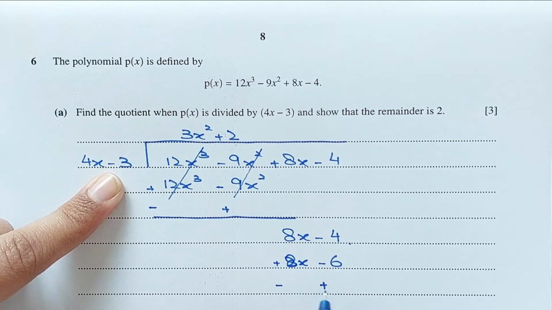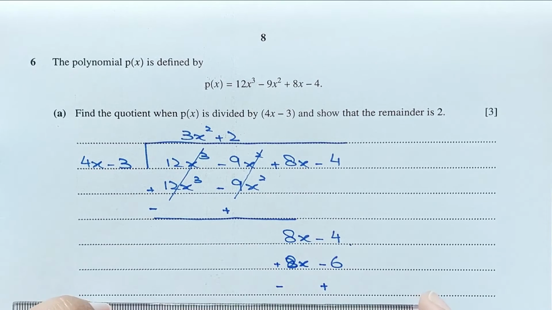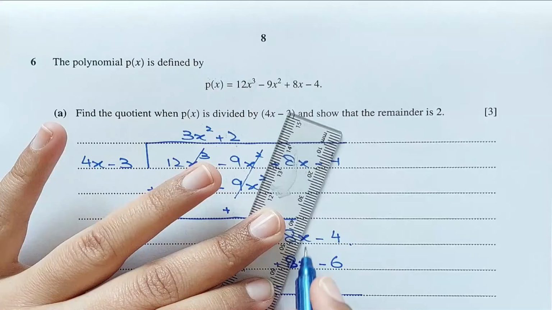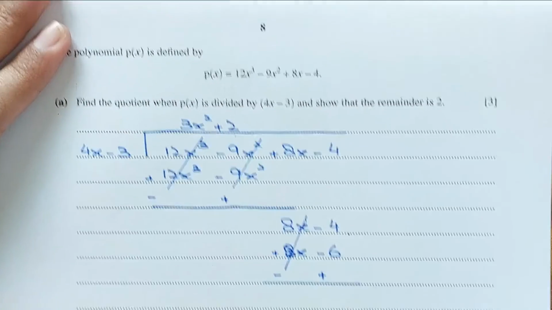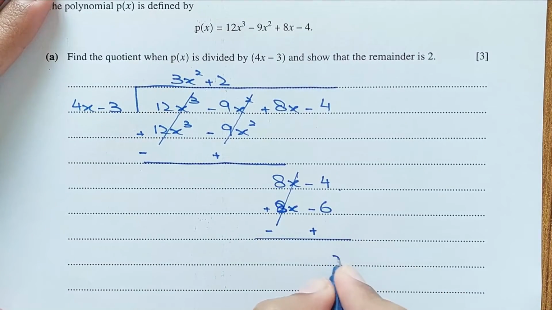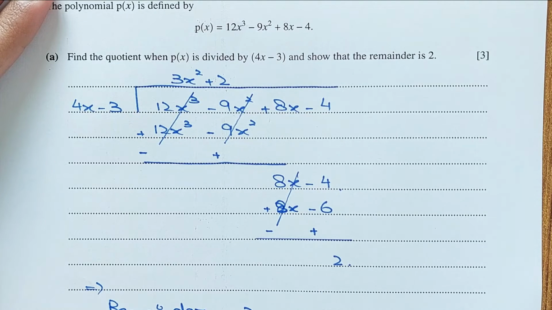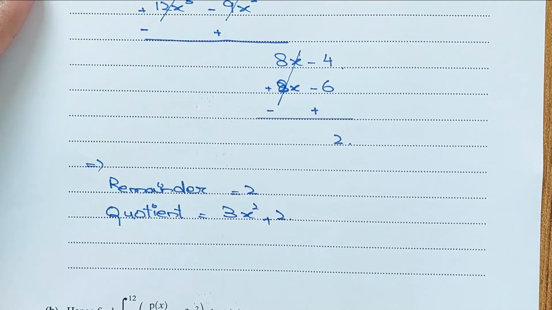Again change the signs and we can see that positive 8x and negative 8x cancel out, and minus 4 plus 6 equals 2. This implies the remainder is equal to 2. This is the remainder and the quotient is 3x squared plus 2. This is the quotient and remainder.